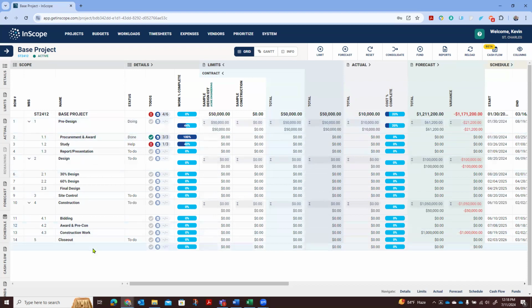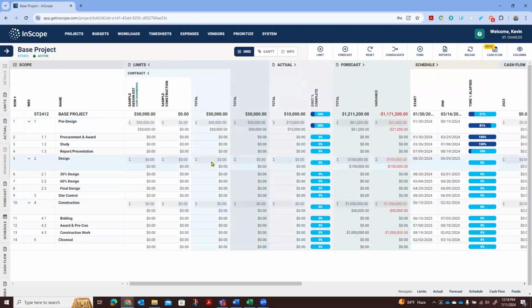So when I build a project plan, in my project plan, I'm interested in building out what the costs are that are going to be incurred for the various things. So here I got a pretty simple project plan. I'm going to turn off the details because we're really interested in just cost today. So I got my pre-design. Now I actually have that under contract.